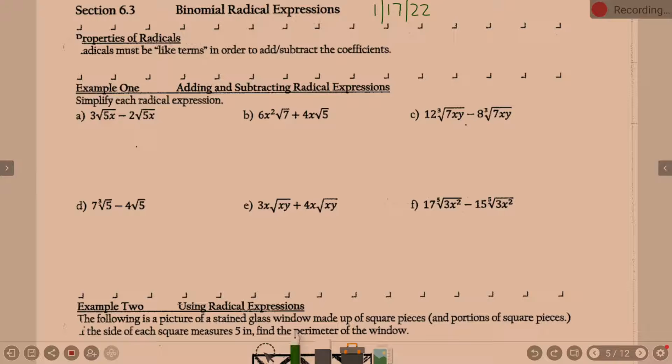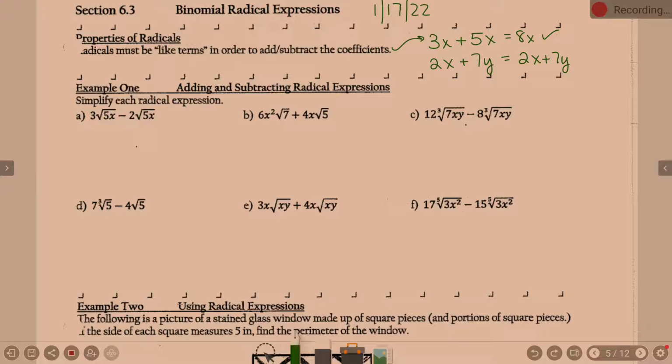And I know that word is kind of blotched out there by the hole punch, but radicals must be like terms in order to add and subtract the coefficients. So when we talk about like terms, for instance, can I add 3x and 5x? Yeah, 3x plus 5x is 8x. So that does work. However, can I add 2x and 7y? No, 2x plus 7y is just 2x plus 7y.